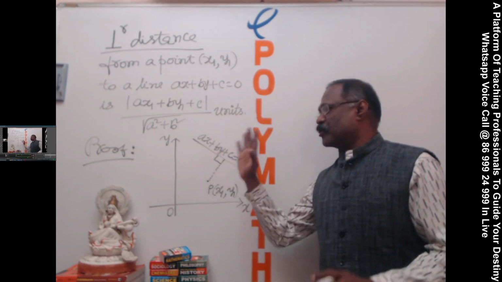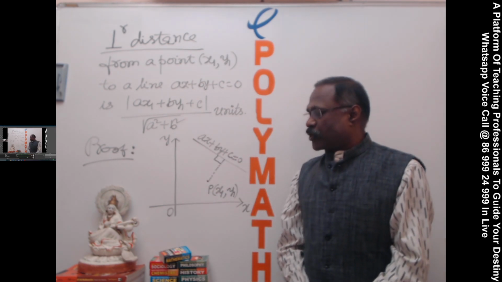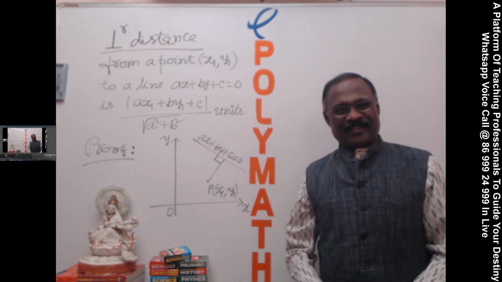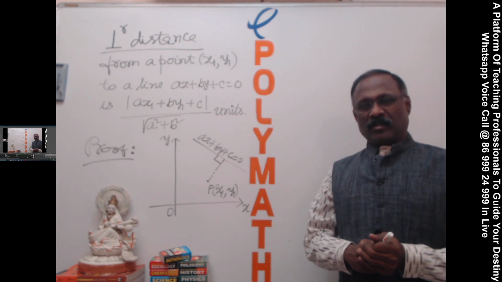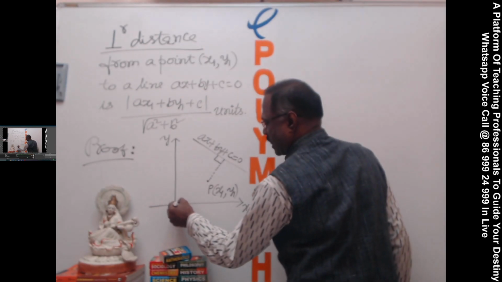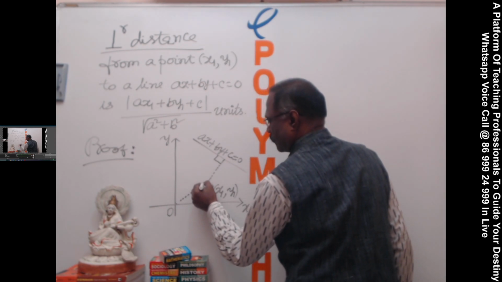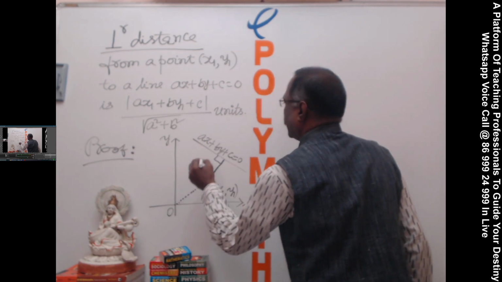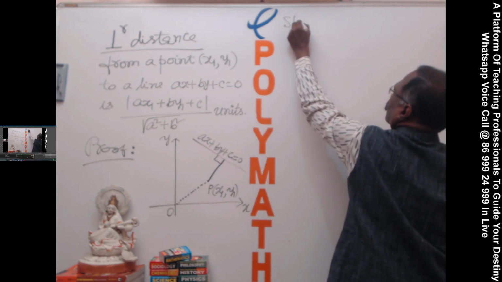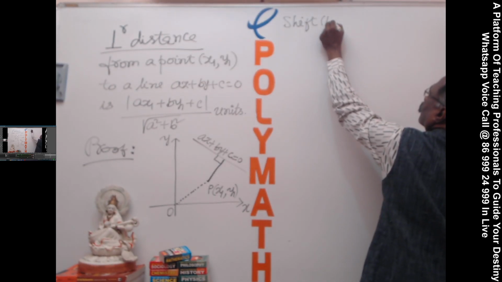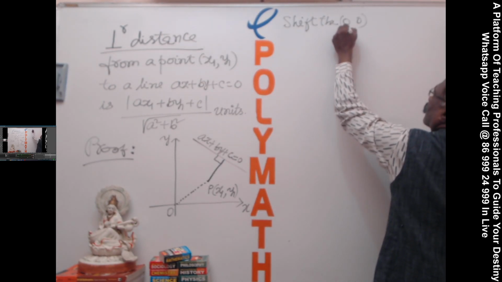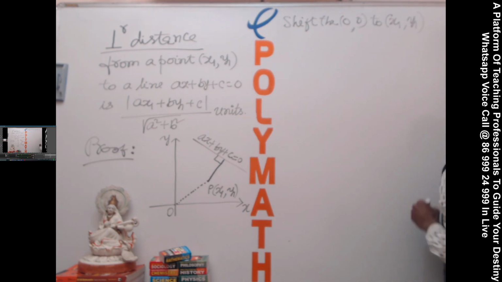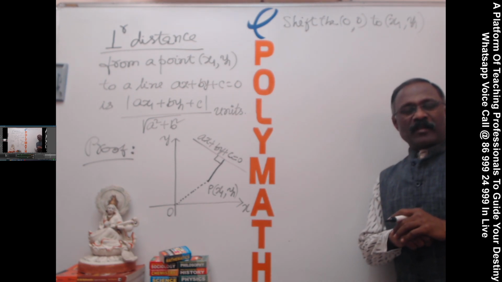We simply shift the origin to x1, y1. Thereby, what happens? This x1, y1 will be the new origin. So, what is the first step to be done? Shift the origin to x1, y1.